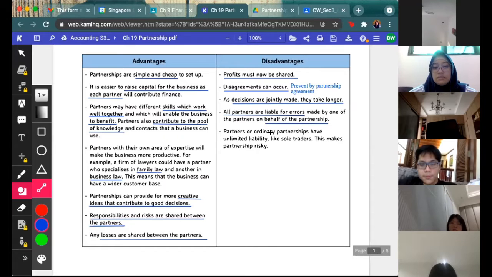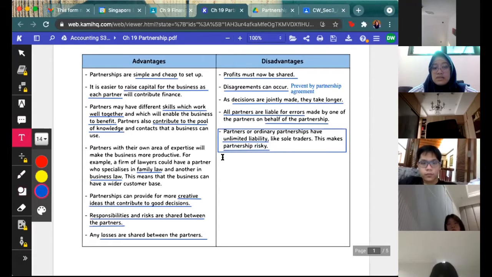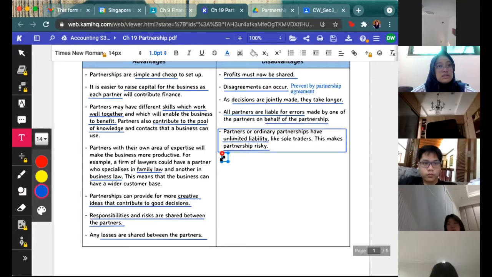Okay. Last one. Partners in an ordinary partnership have unlimited liability. Like a sole trader, this means partnership is very risky. Okay. Now I want to explain to you about this partnership that has unlimited liability. Does any one of you know what actually unlimited liability is?